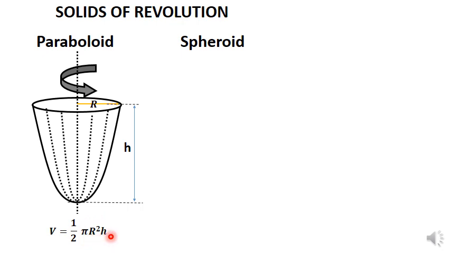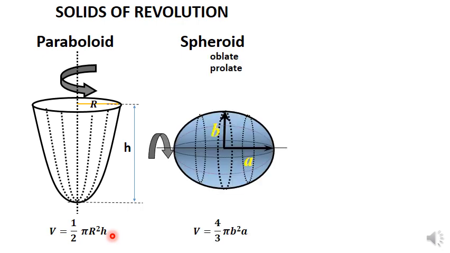It's not difficult to recall. If you see a paraboloid, imagine a cylinder enclosing it. Half the volume of that cylinder is the volume of that paraboloid. Now, if we have an ellipse, let's say the semi-major axis is A, the semi-minor axis is B. In the case of an ellipse, this has two axes. The longer one is called the major, the shorter one is called the minor.